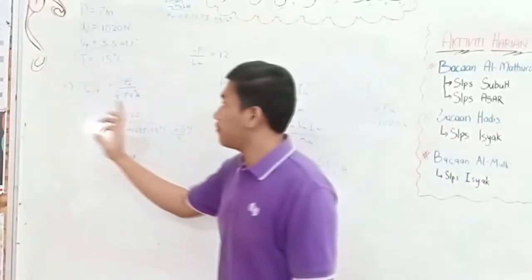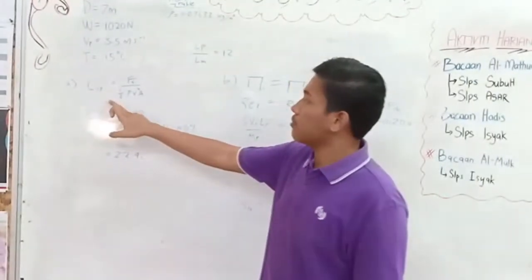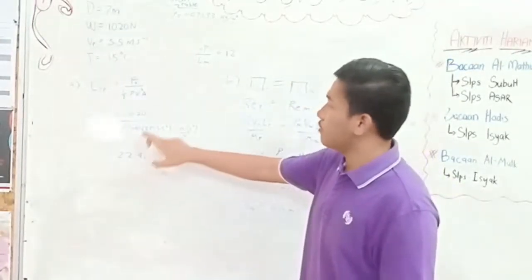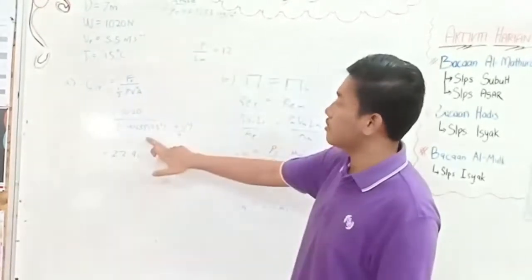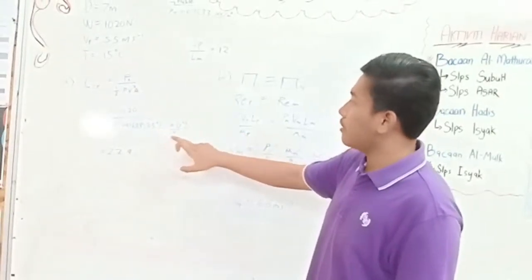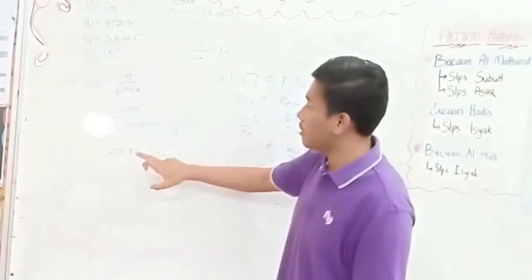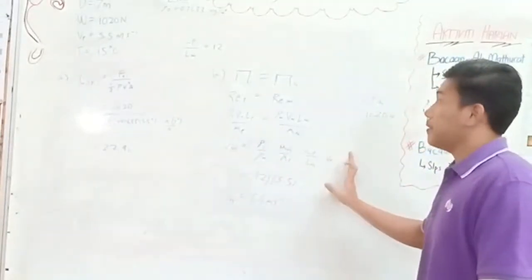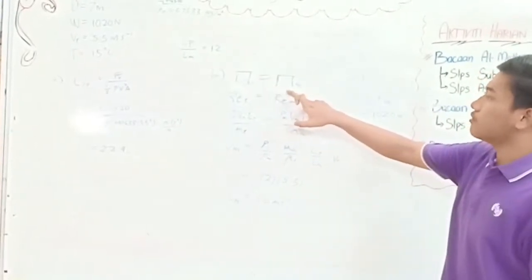For A, we want to find the drag coefficient of the prototype. So this is the formula. Then we just substitute the values. F is 1020, rho is 0.07633, V square is 5.5 square, and A is pi times 7 square over 4. So we get the drag coefficient for the prototype is 22.96.